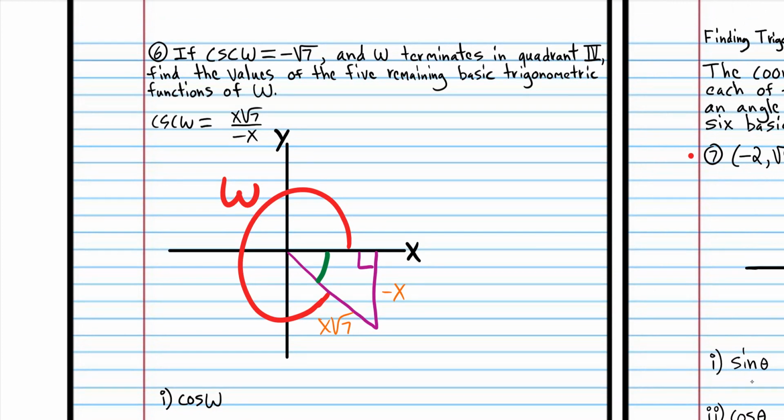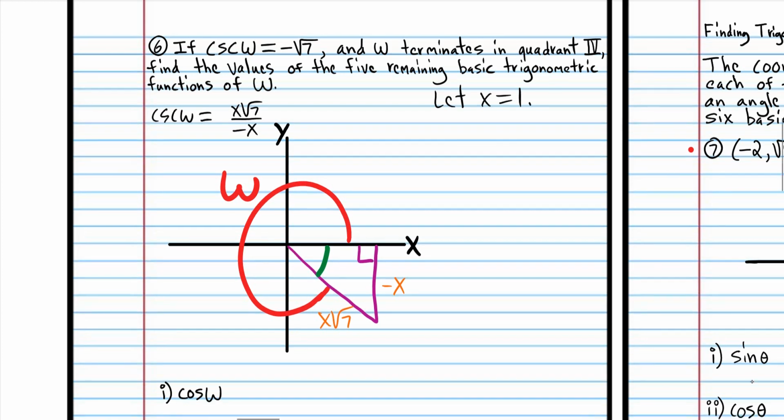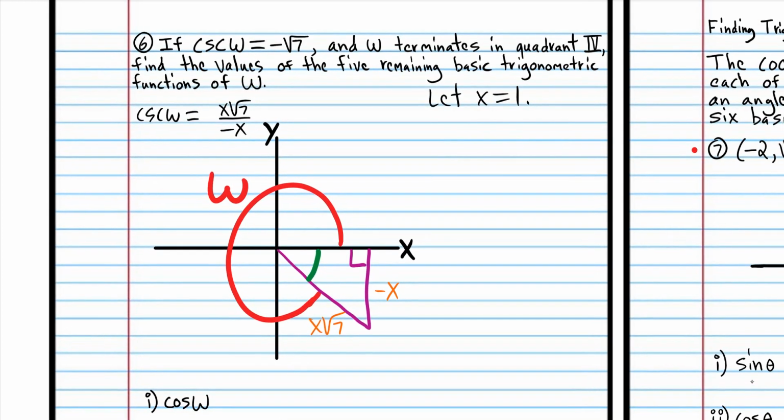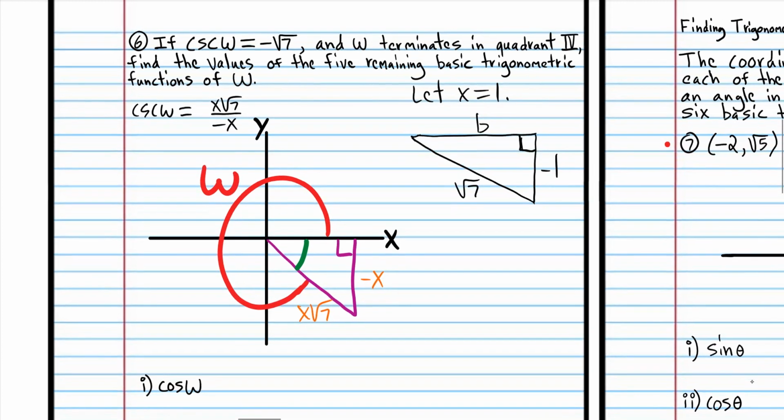We need to find the missing side, so we're going to let x equal 1. It's convenient to let x equal 1. Let's draw a hypothetical triangle. Again, a triangle doesn't have to be exact. So we're missing this side. We're letting x equal 1.